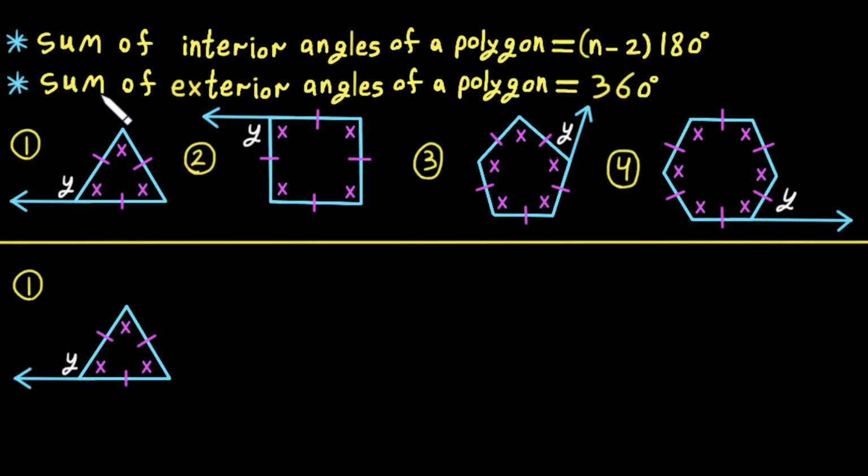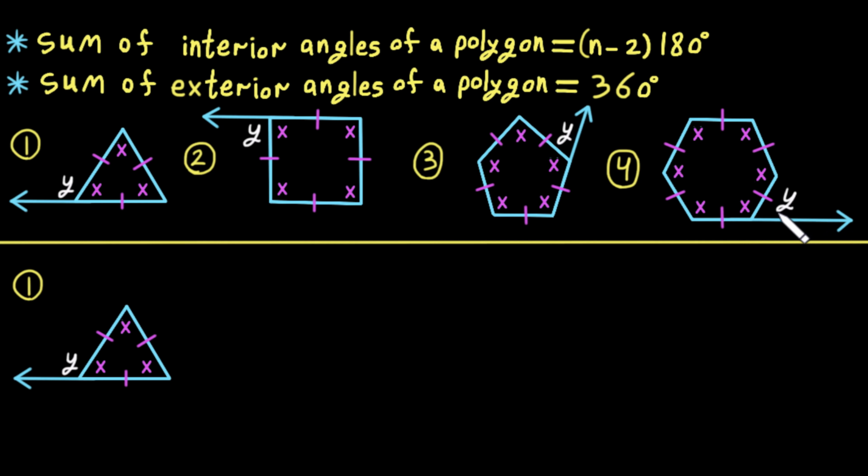And the second formula is that the sum of exterior angles of a polygon equals 360 degrees. We know that the exterior angles are the angles outside the polygon. This angle forms when you extend one of its sides. So here we extend this side, so this is an exterior angle. Here we extend this side, so here is the exterior angle. Here we extend this side, so here is the exterior angle. Here we extend this side, so here we have an exterior angle.